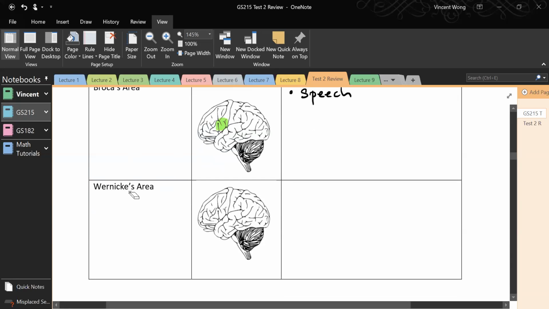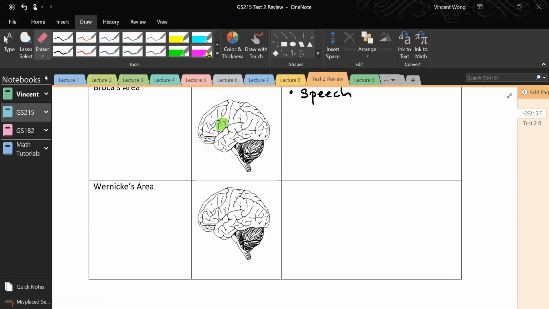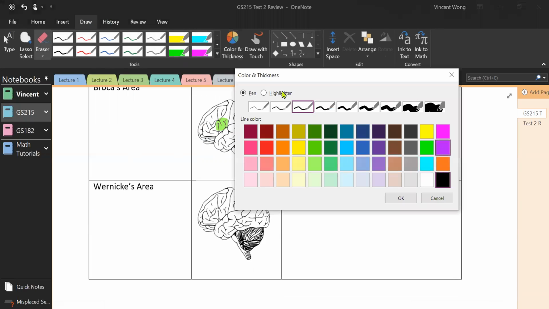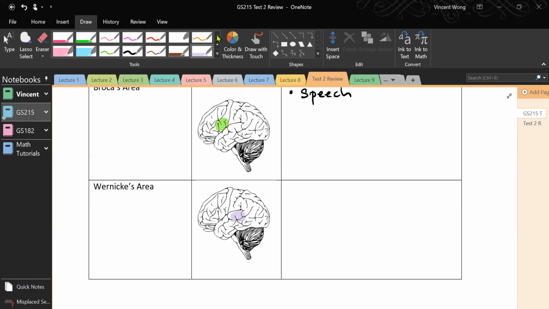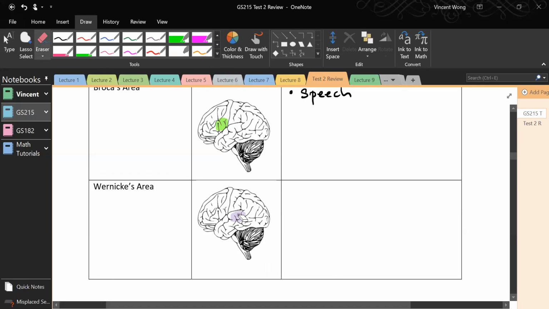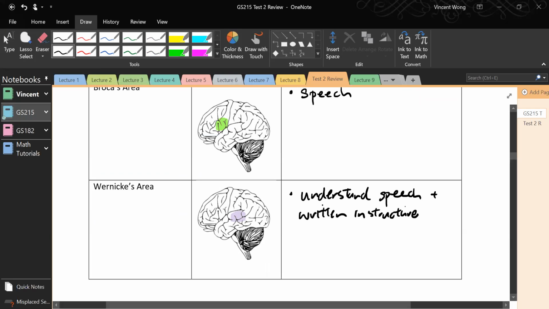Okay, next one is the Wernicke's area. Wernicke's area, just like the Broca's area, is primarily found on the left lobe for most people, and it is located right here in the parietal lobe. In the temporal lobe rather. And the function of that is to understand speech plus written instruction. Yeah, exactly, right? Interpret written or oral message.